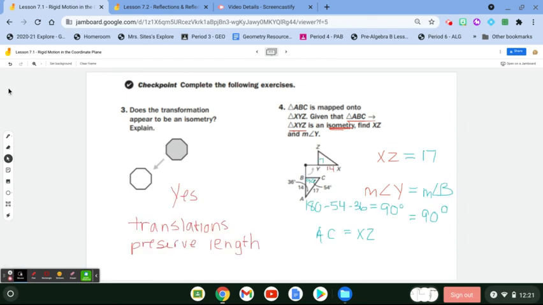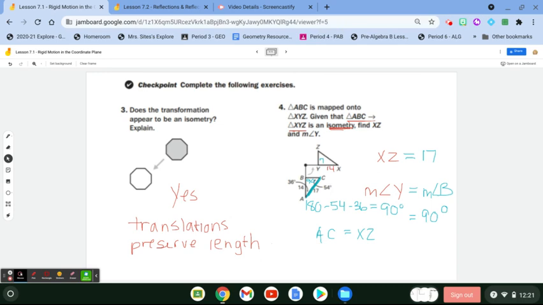All right, so see if you got those right. Number 3, the answer is yes, because we had a translation, and translations are a rigid transformation, so they're going to preserve length. For question number 4, the correct answer for XZ is going to be 17. How I got that was we know that XZ is going to be the same thing as AC, and we get that from the mapping statement. AC and XZ are in the same positions. I know that AC is 17, so XZ would also have to be 17.